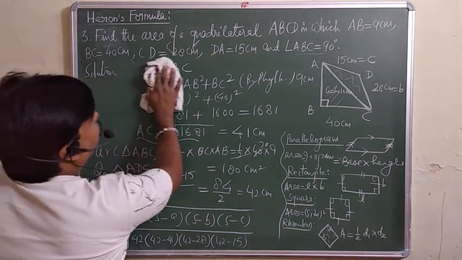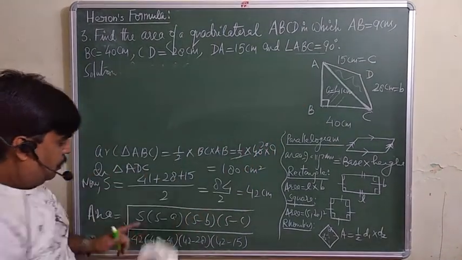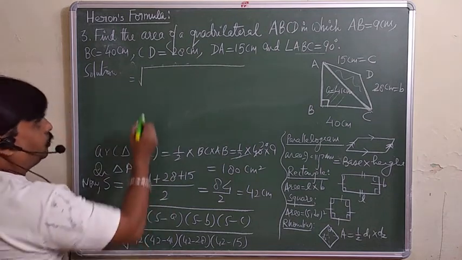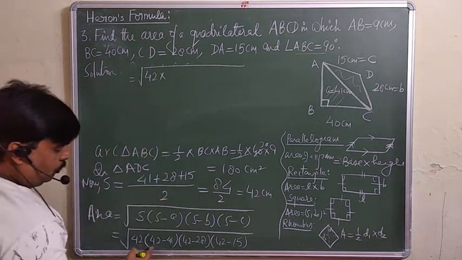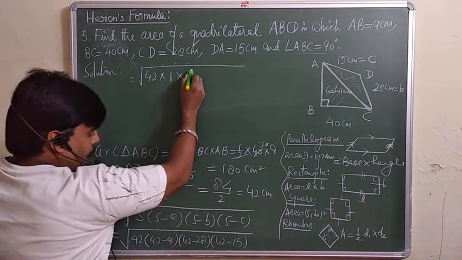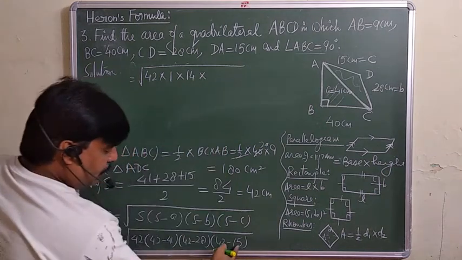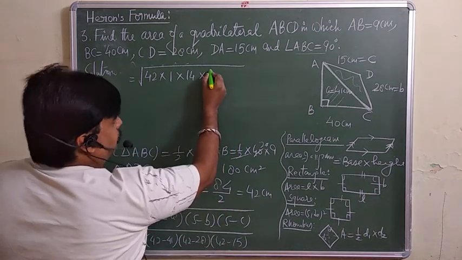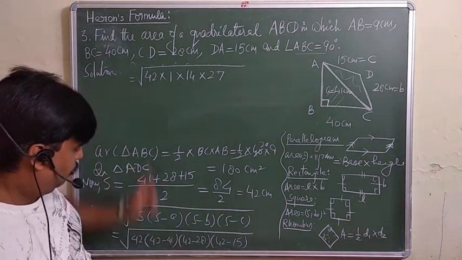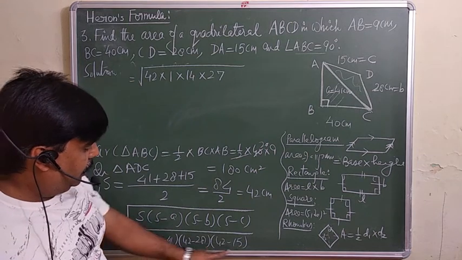Look at here now. So this is equal to under root 42 into (42 minus 41) is 1, into, you will get 14, into, here you will get 27. So here is 42, 1 into this is here 14 and here is 27.